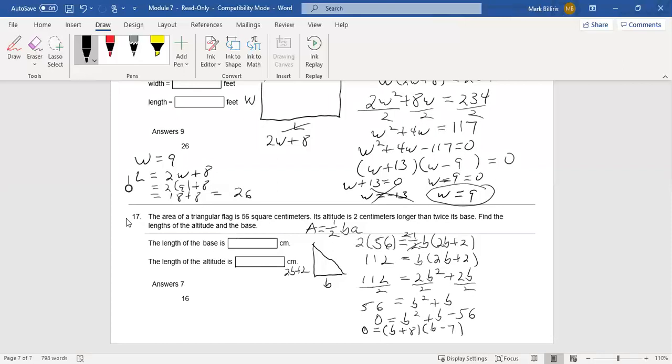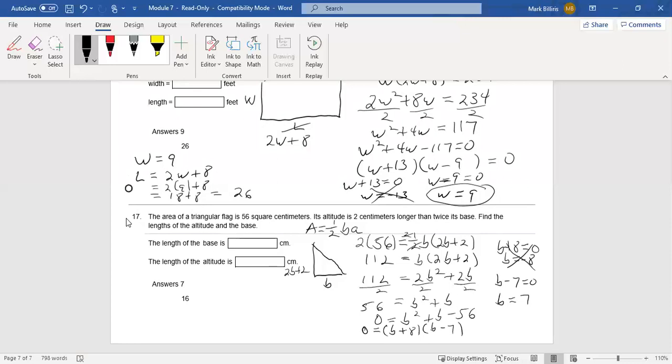So keep in mind we set each one to 0. So we say b plus 8 equals 0 and b minus 7 equals 0. So when we move the 8 from the left-hand side to the right, that gives us b equals negative 8, which is not an acceptable answer because it's negative. Now when I add 7 to both sides, it tells me my base is 7.